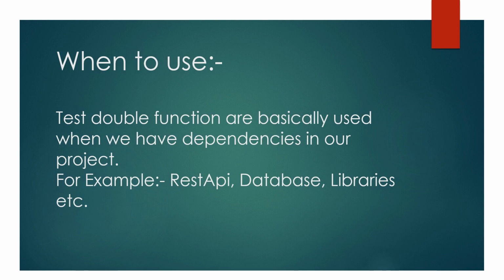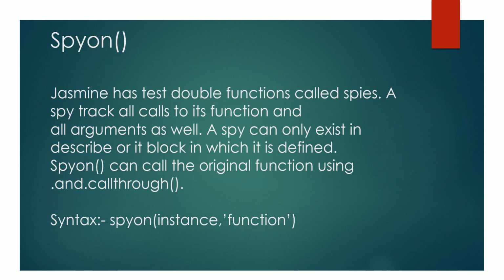So now we know when to use a test double function. Let's now move back to the definition. Jasmine has test double functions called spies. A spy can track all calls to its function and all arguments as well. A spy can only exist in the describe, that is our suite block, or it block, that is our spec block, in which it is defined. A spyOn function can call the original function using .and.callThrough. This is the function which we are going to use in our example.